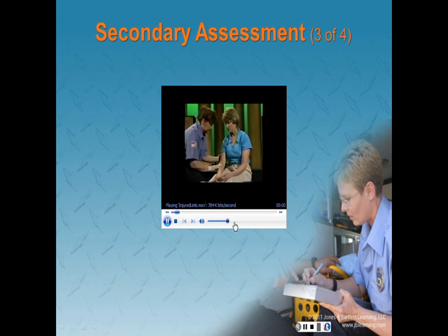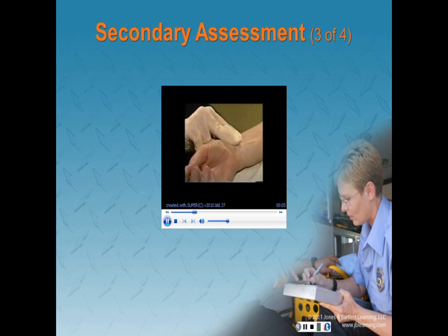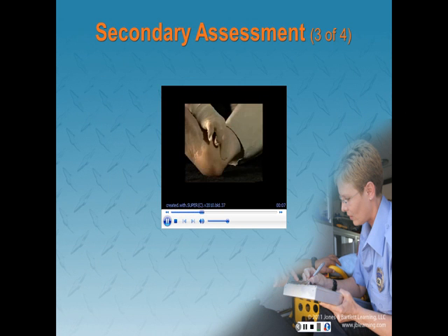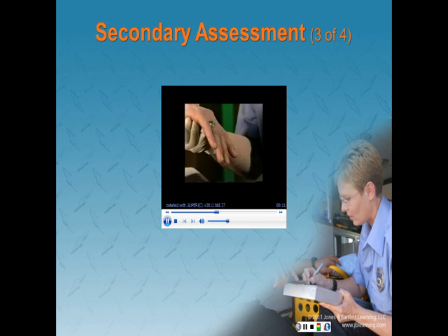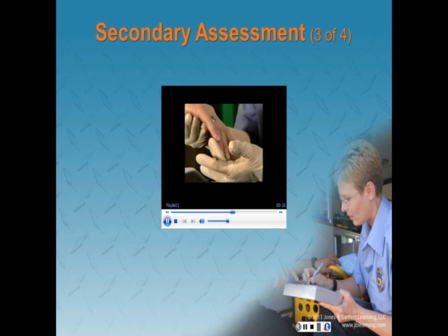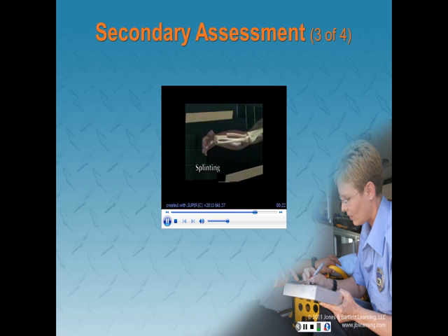Next, it's important to evaluate circulation and sensation in the injured limb. Check the radial pulse or ankle pulse and capillary refill. Then test the patient's ability to feel your light touch on either the tips of the index and little fingers or on the tip of the big toe and top of the foot. All limb injuries should be splinted before a patient is moved to prevent additional pain and injury.